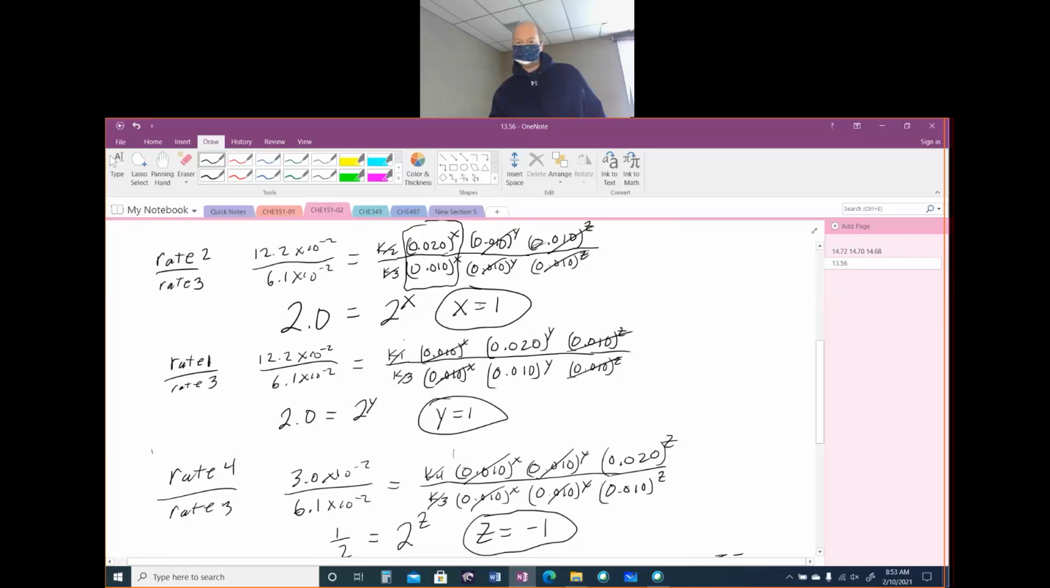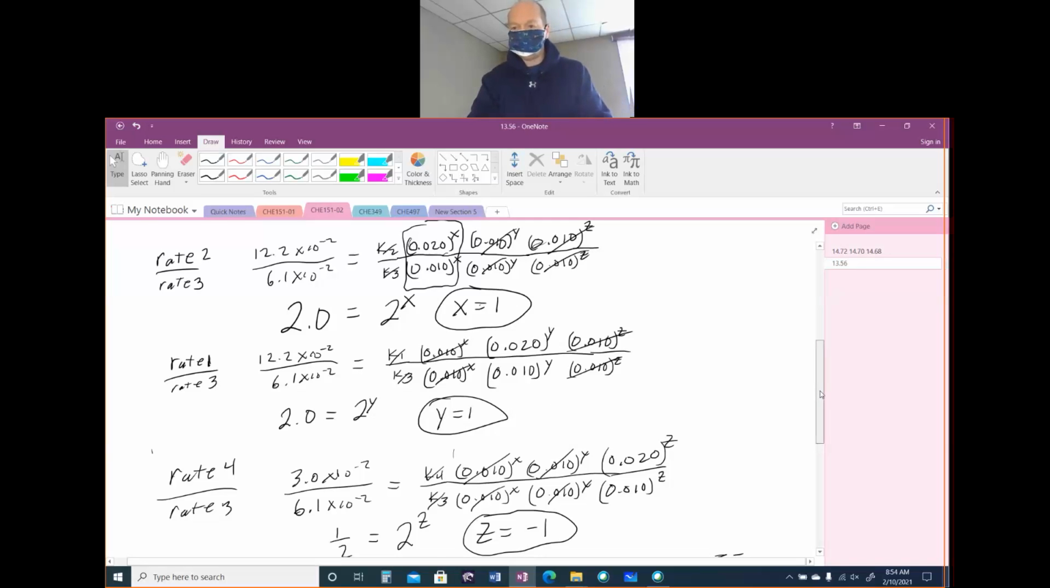So for all of these that use the initial rate method, your k's are going to cancel, and you're going to have only one thing that changes. In this case, it was the ClO minus. Everything else stays the same concentration and cancels out. So again, you get the exact same answer. You have 2 is equal to 2 to the y, and so y is equal to 1.